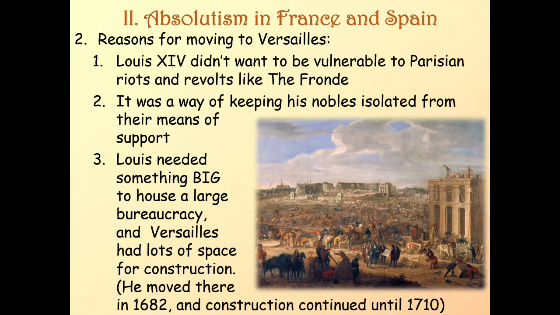Reasons for moving to Versailles. Well, Louis XIV didn't want to be vulnerable to these Parisian riots and revolts like the Fronde. Also, it was a way of keeping his nobles isolated from their means of support. And remember, he sees himself very much in competition with his nobles and needing to dominate his nobles. Louis XIV needed something big to house a large bureaucracy, and Versailles had lots of space for construction, and he moved there in 1682, but the construction continued all the way until 1710.